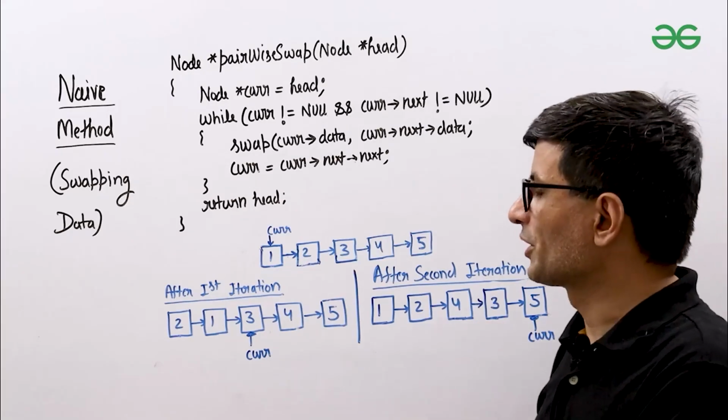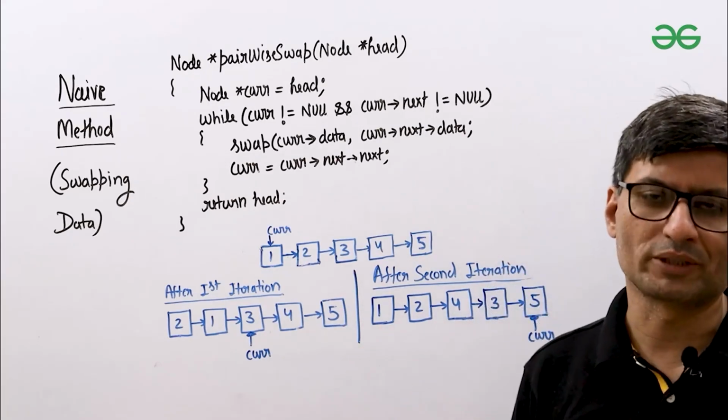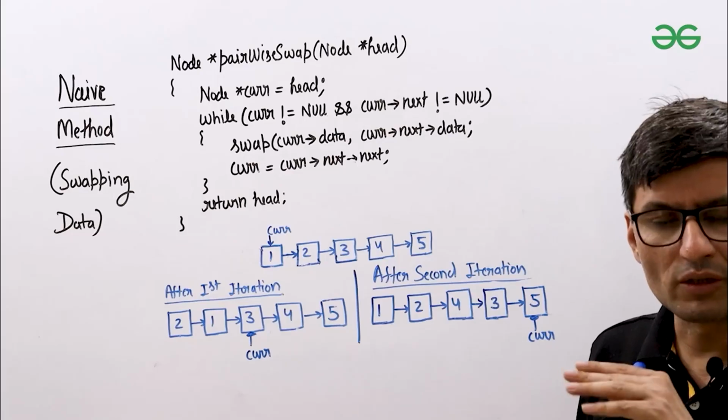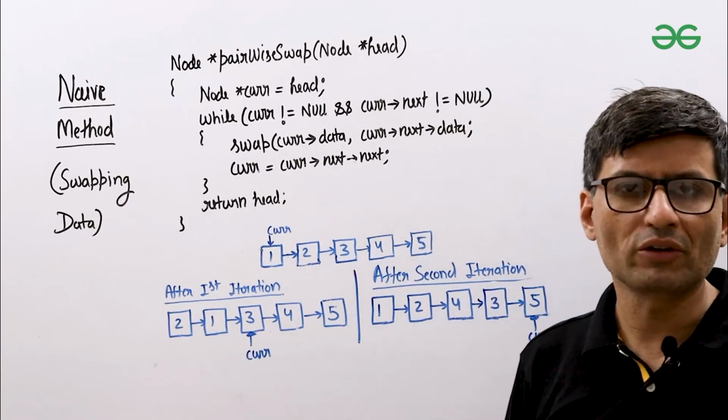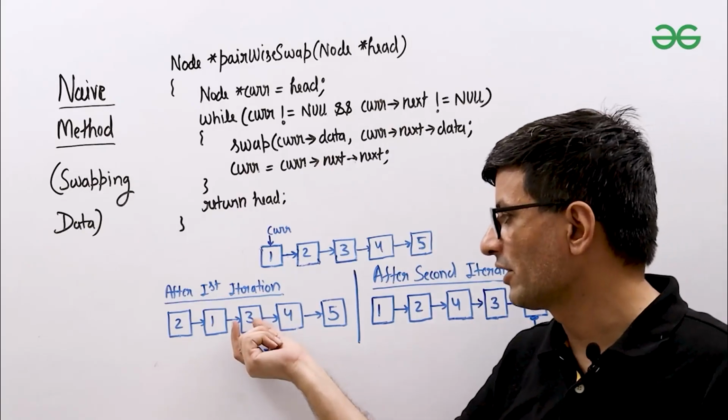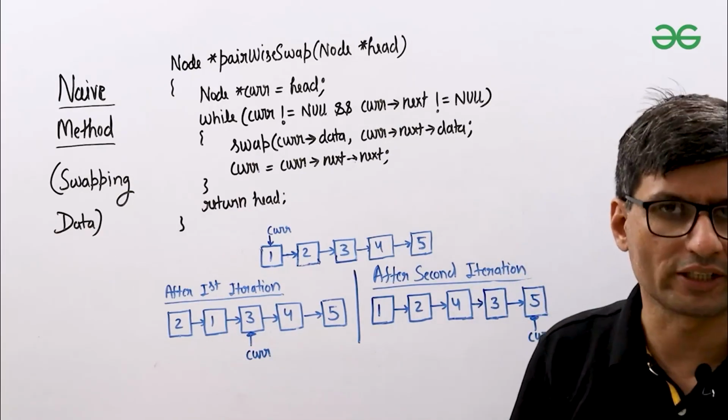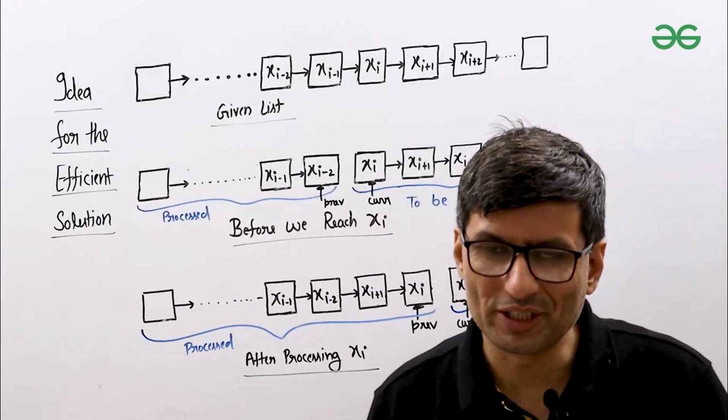But the problem with the solution is if your linked list is of large objects, then it's going to be inefficient. So a better general purpose solution would be to change links. Now please pause this video and try to write down a solution that changes links of the linked list rather than swapping the data. Let's now talk about the idea for the efficient solution.